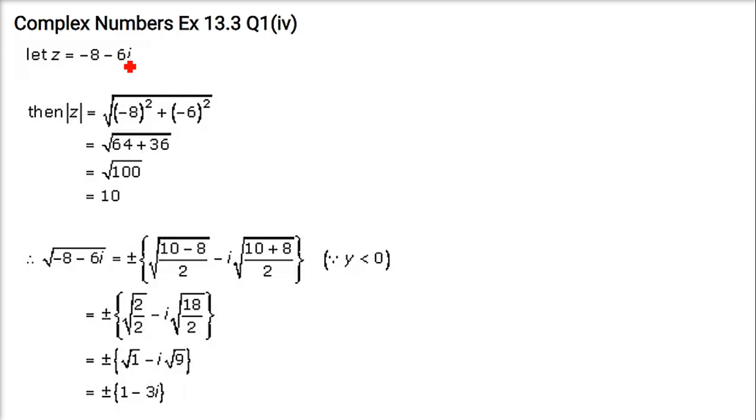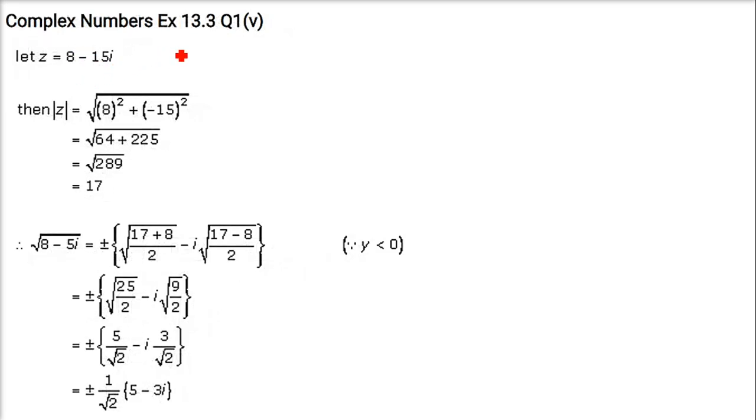We have minus 8 minus 6i, so the real part is minus 8 and the imaginary part is minus 6. So the imaginary part is less than 0, that is y is less than 0. Take minus 8 whole square plus minus 6 whole square, take the under root, you get under root 100, which is 10. Now here just use the formula with the negative sign. So whatever you get, this is the simplification.